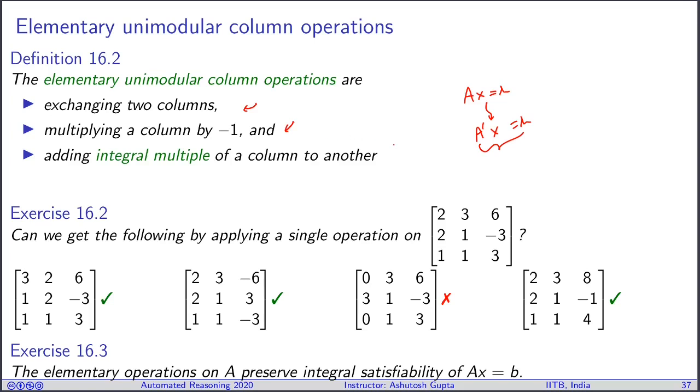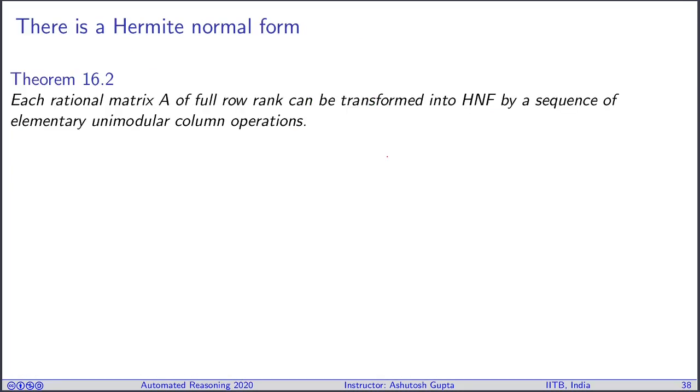If you take an integral multiple of a column and add it to another, this same rule you just apply on the variables also, and you will again find a solution. If the solution is the new one, there will be a solution with the original one, and vice versa. Not very difficult to see. However, please try to work it out yourself. These elementary operations preserve integral satisfiability.